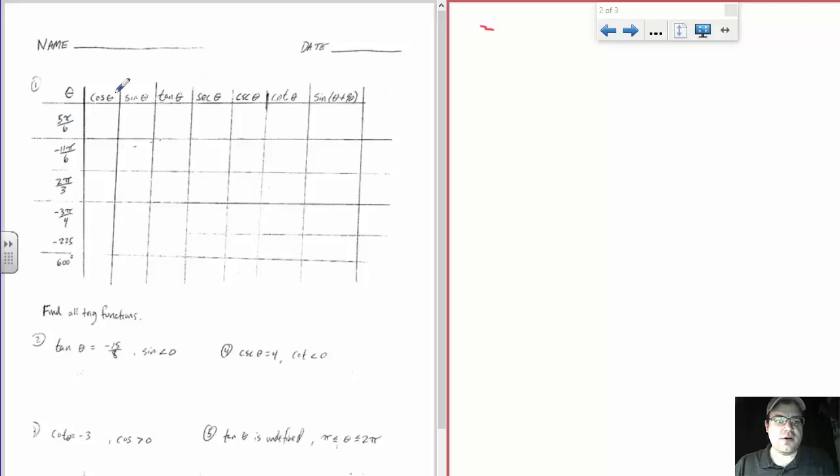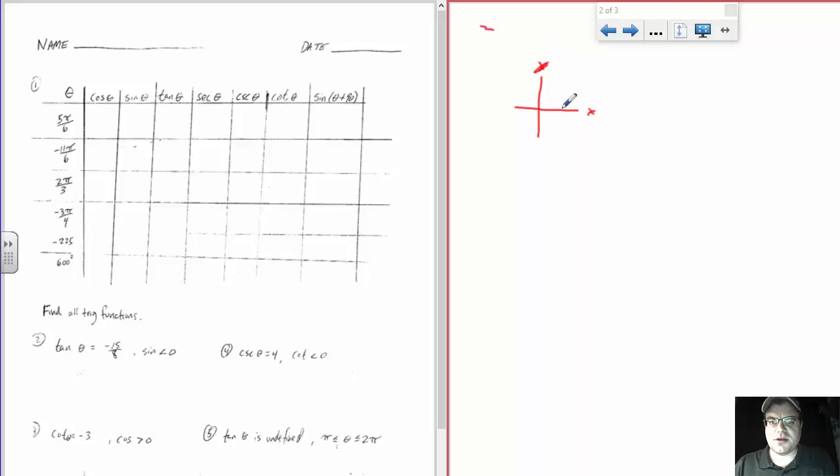We're going to basically find all the trig ratios for these angles that I give you. So I'm going to try to write over here. I haven't tried this before, so we'll see what happens. We're going to try to find all the trig ratios for 5 pi over 6. So let me see if I can draw this. Okay. So basically what I have is an x and y axis again. And then we're going to say 5 pi over 6.